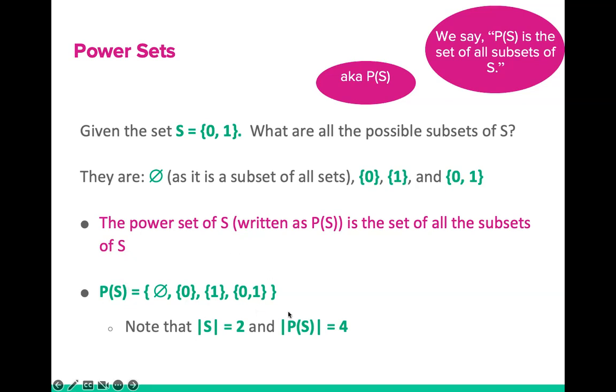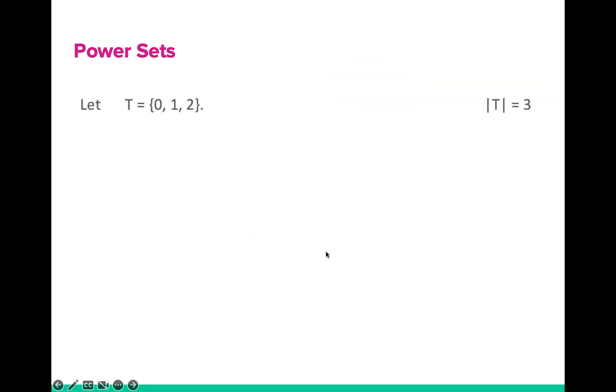And now we also have the cardinality of the power set. If the cardinality of the set is 2, since it has only 2 elements, the cardinality of its power set is 4, as we can see here. We have this one empty set, and then another two sets containing one element, and another set containing all of the elements. Okay, so suppose we have a set T equals 0, 1, 2, and the cardinality of T is 3, right?